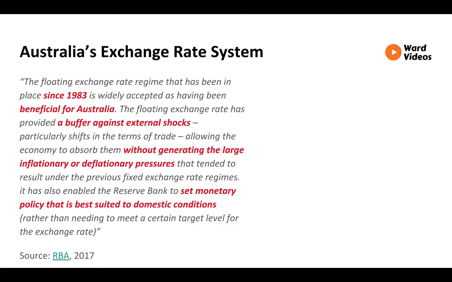So, what system does Australia use? The RBA published a great summary on why Australia has a floating exchange rate, and we have a floating exchange rate. They concluded, the floating exchange rate regime that has been in place since 1983 is widely accepted as having been beneficial for Australia. The floating exchange rate has provided a buffer against external shocks, particularly shifts in terms of trade, allowing the economy to absorb them without generating the large inflationary or deflationary pressures that tend to result under previous fixed exchange rate systems. It has also enabled the Reserve Bank to set monetary policy that is best suited to domestic conditions, rather than needing to meet a certain target for the exchange rate.